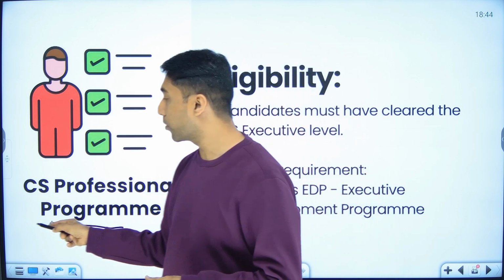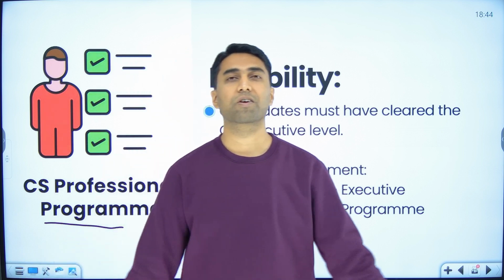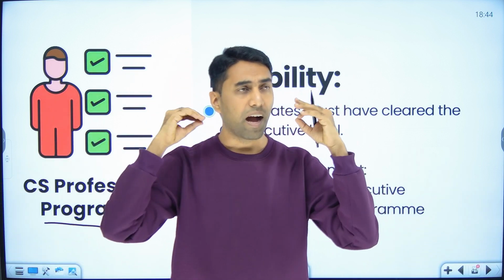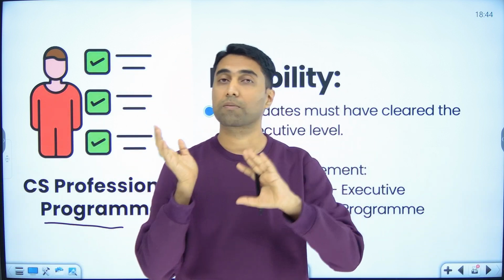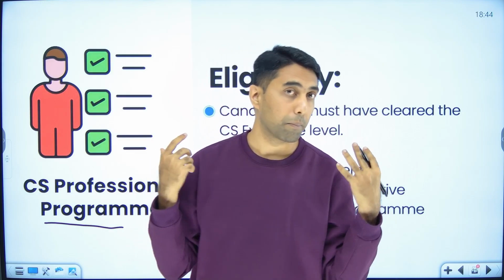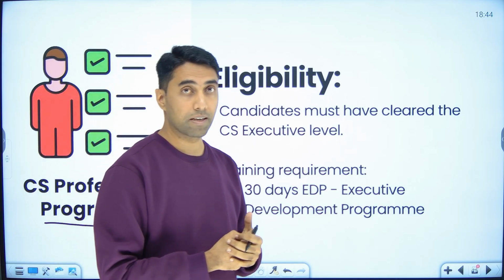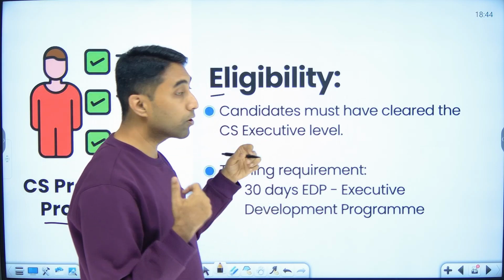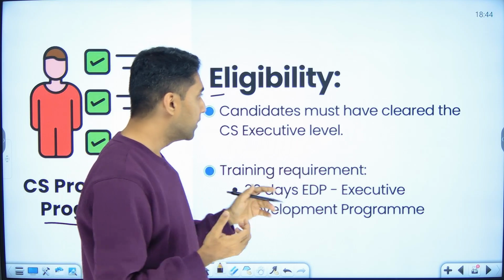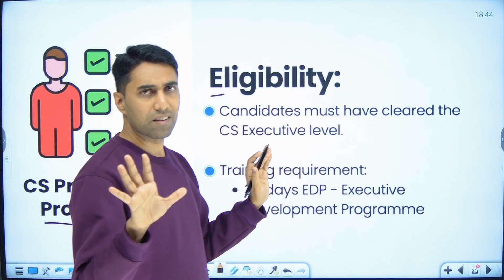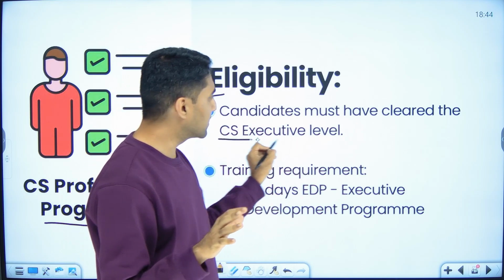CS professional program. You passed executive, very good. You've done a great job. I feel executive is more challenging than professional. It's my personal opinion. But once you finish it, the next thing that comes is the eligibility for professional, your final exam. There is only one way to enter this, and that is passing CS executive.